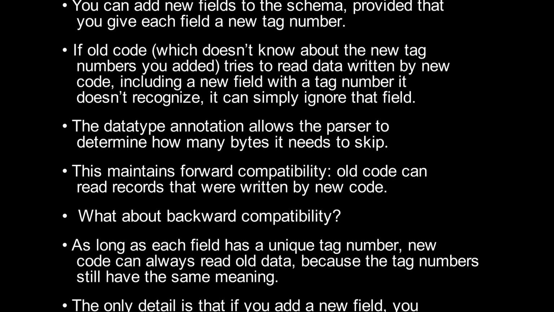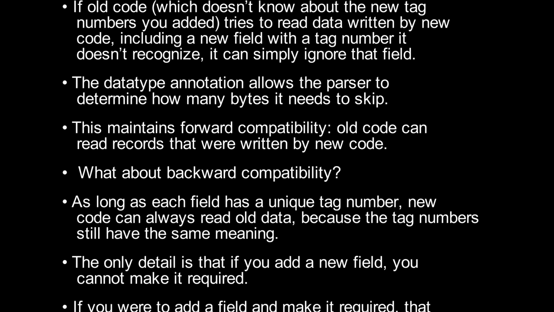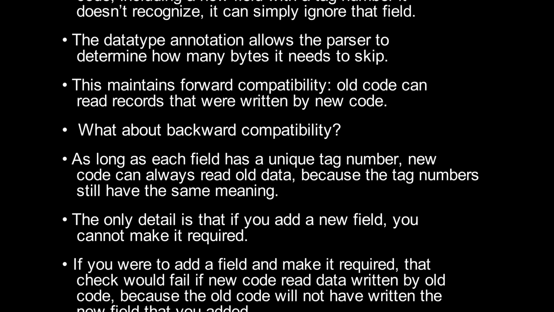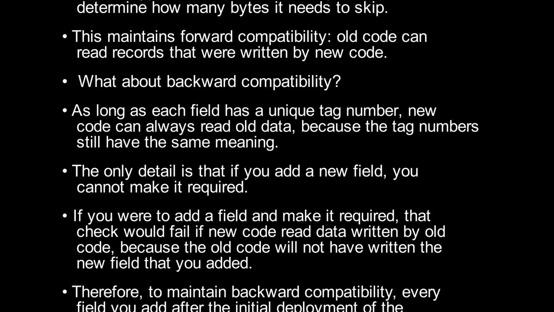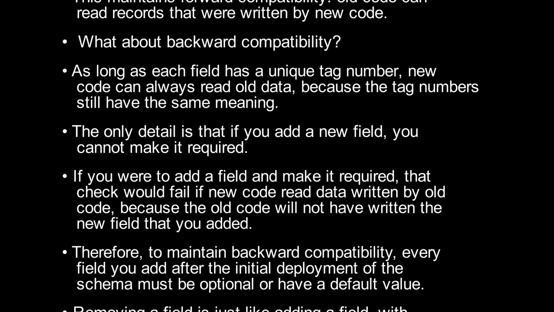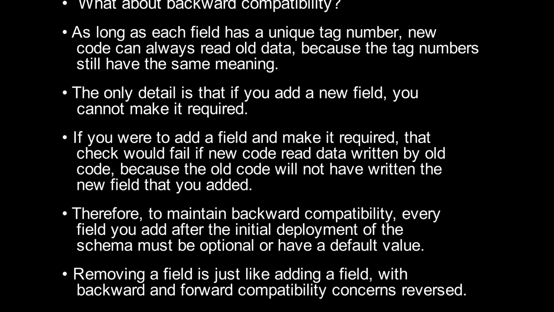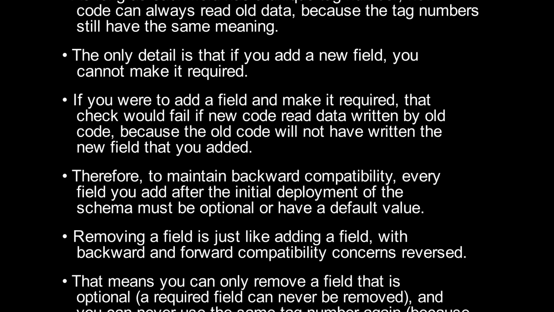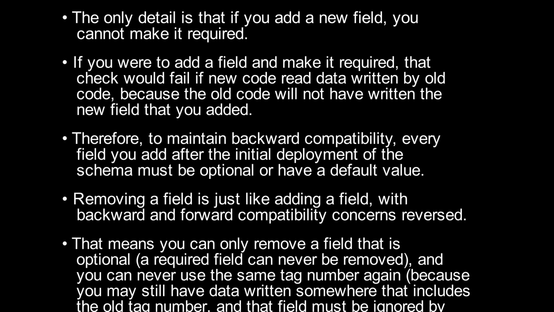What about backward compatibility? As long as each field has a unique tag number, new code can always read old data, because the tag numbers still have the same meaning. The only detail is that if you add a new field, you cannot make it required. If you were to add a field and make it required, the check would fail if new code read data written by old code, because the old code will not have written the new field that you added. Therefore, to maintain backward compatibility, every field you add after the initial deployment of the schema must be optional or have a default value. Removing a field is just like adding a field, with backward and forward compatibility concerns reversed.